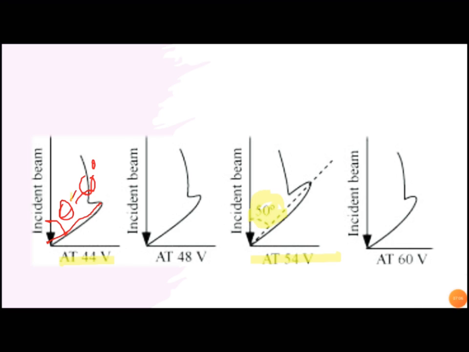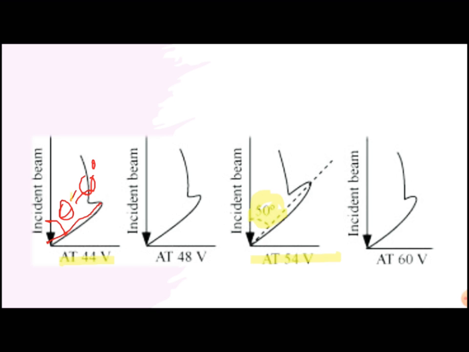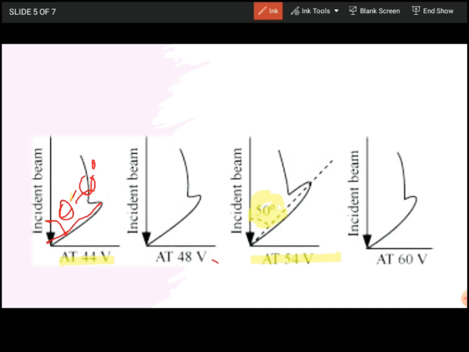Now the preferential reflection. If we minutely notice this figure, the preferential reflection of 54 volt electrons at a 50 degree scattering angle is an evidence of the diffraction of electrons from the single crystal of nickel.